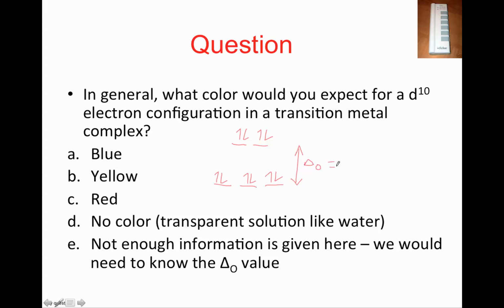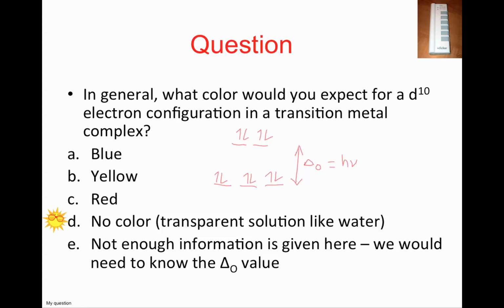What if this is equal to the energy of my photon? What if I have a photon with just this energy? Can I take one of these electrons and put it into one of these orbitals? I can't, because these orbitals are full. What that means is that this complex right here is transparent. It will look like water. I can't absorb light because I have filled orbitals right here. I can't promote these electrons into these orbitals. So there will be no color, in fact, which is rather interesting.